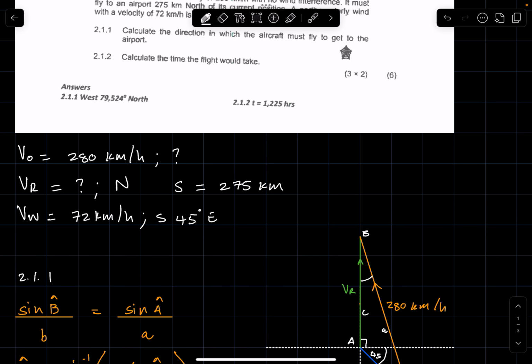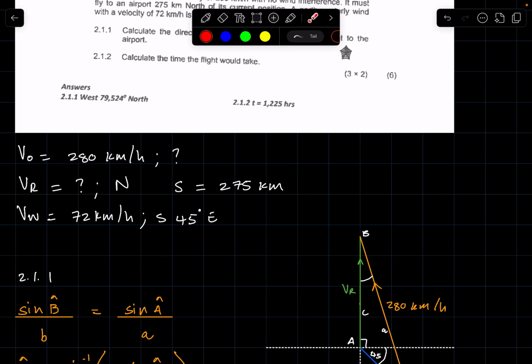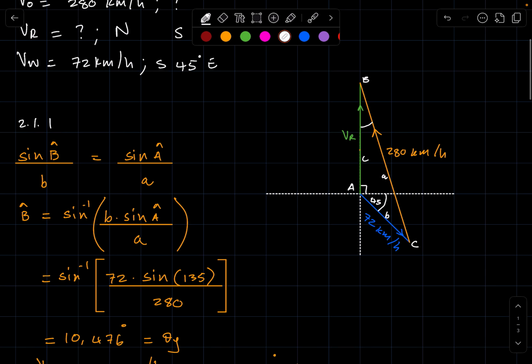Now, time, just like displacement, relates to the flight's destination, or the pilot's destination. And as such, it means we have to make use of VR in calculating the time. In calculating either the time or displacement, both have to do with destination, and destination relates to VR. So in order to calculate the time here, we need the magnitude of VR. So how are we going to calculate VR?